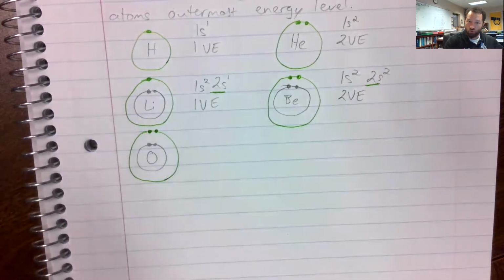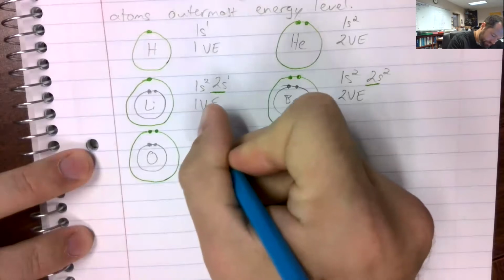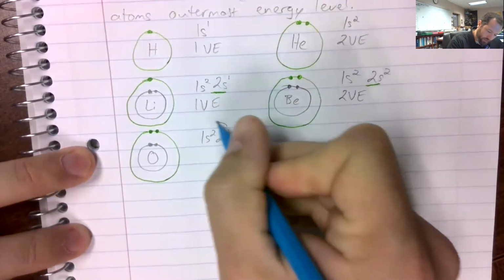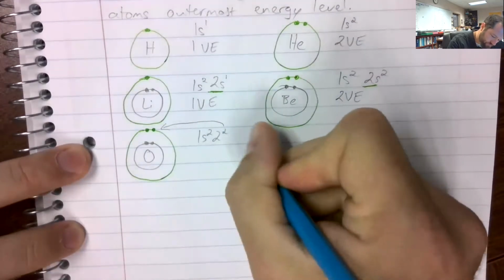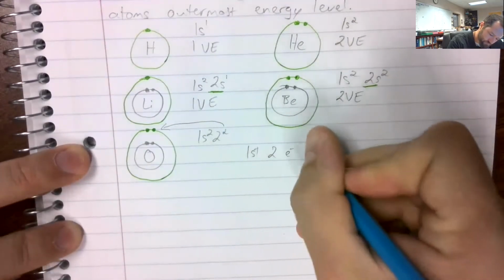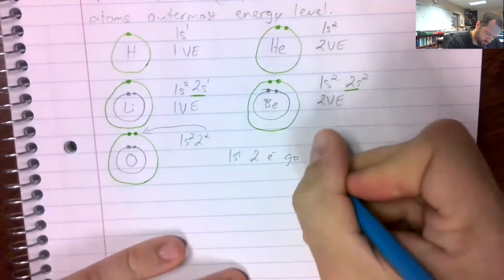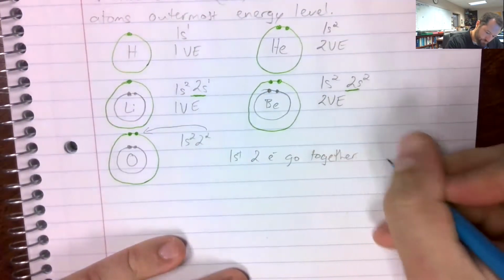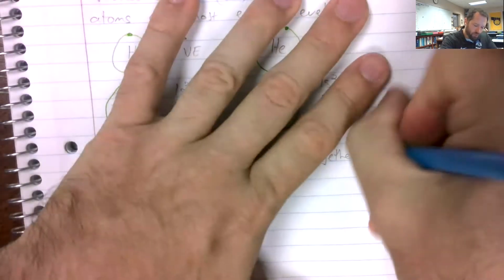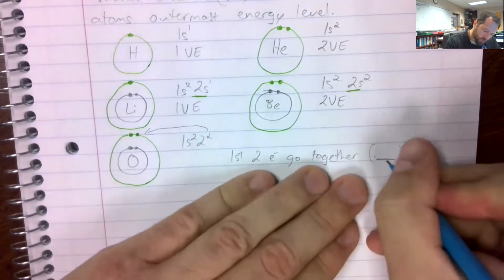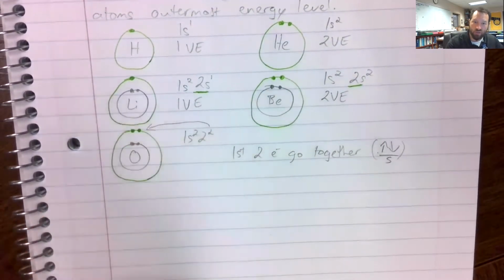First two electrons, when you're drawing these dot diagrams, first two electrons go together. Why is that the case? Well, because they're paired up. Probably better to write it with our arrow diagrams. The s orbital, up arrow, down arrow. So those first two electrons go together.